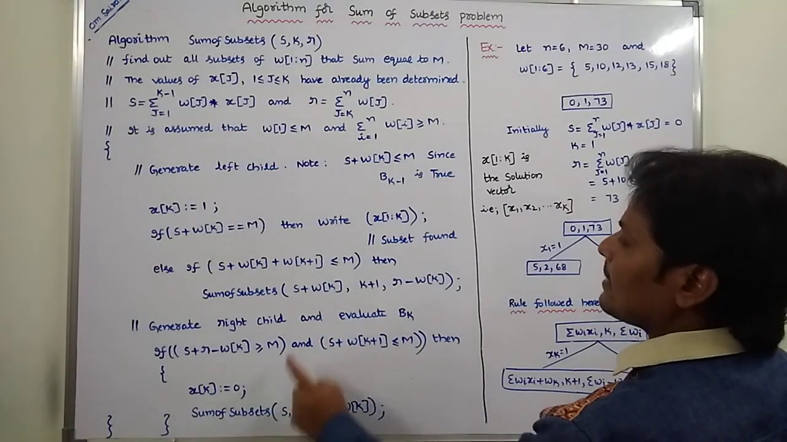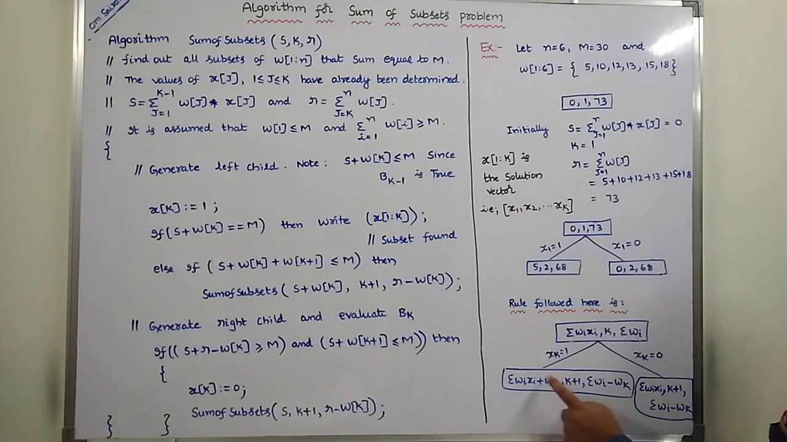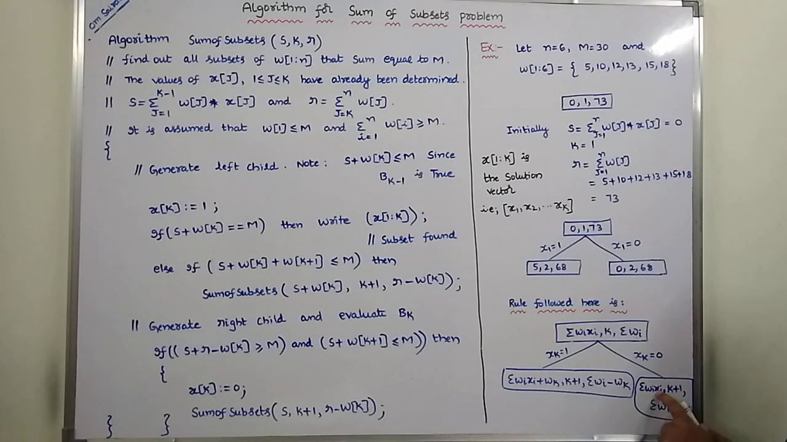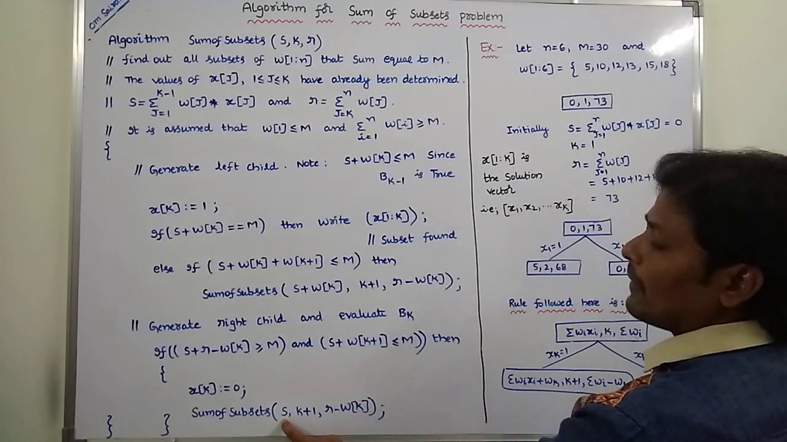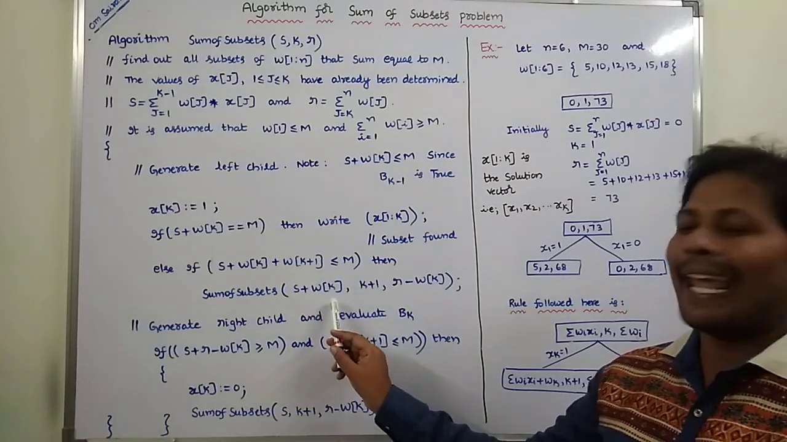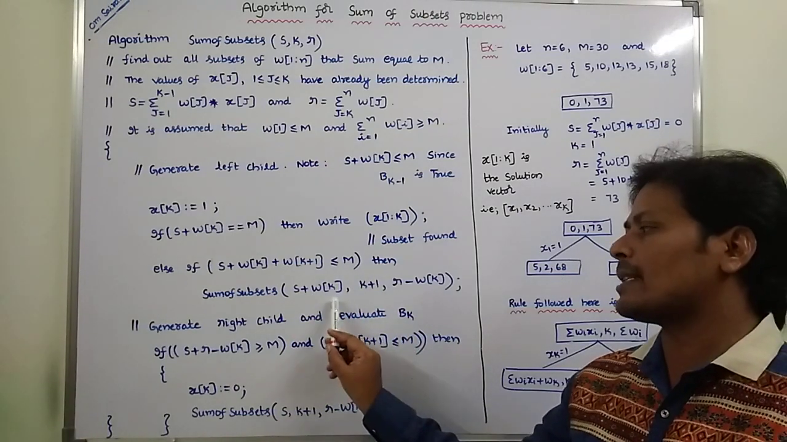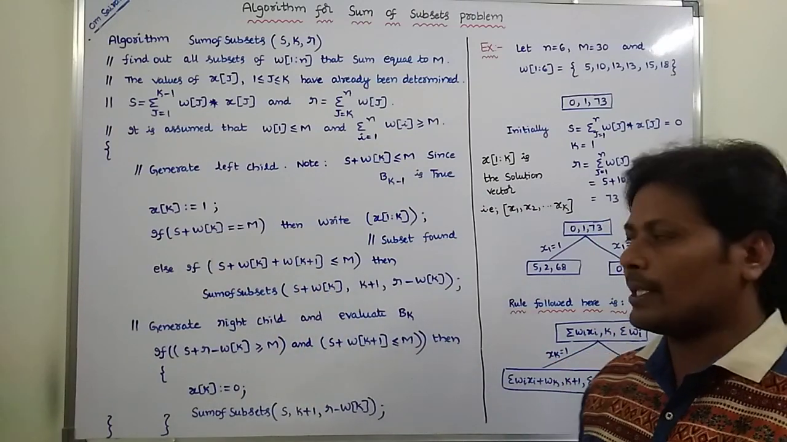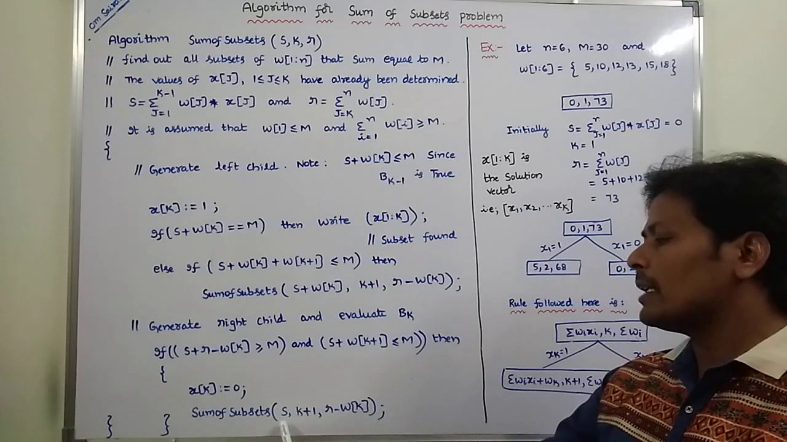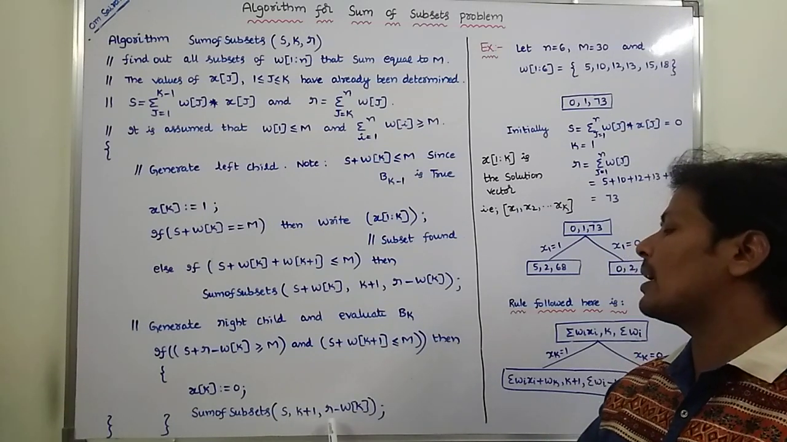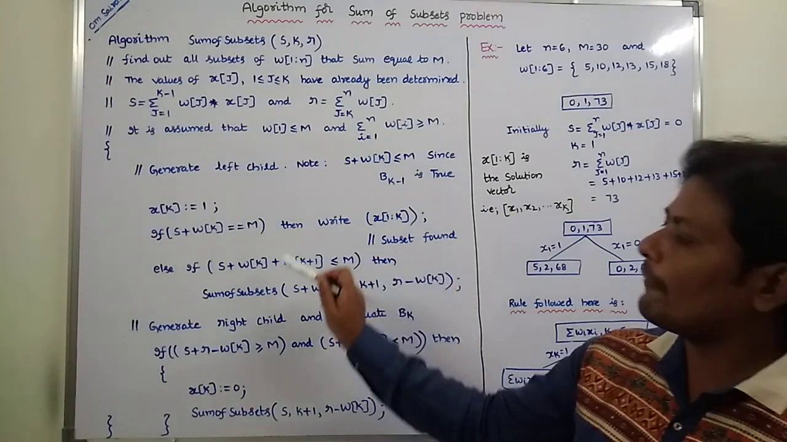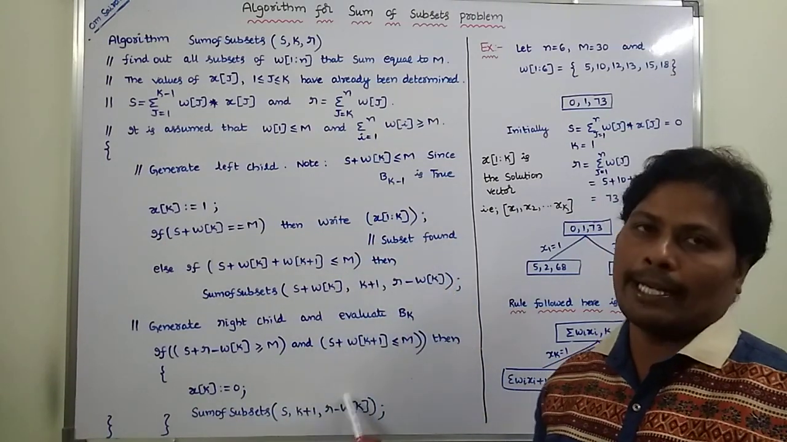Here the difference is, S plus W of k for the left child. For the right child, only sigma w i x i, that is nothing but S. So whenever we are adding the kth object weight, then S plus W k becomes the left child. When we are not considering the weight of the kth object, then it is S. S comma k plus 1 comma R minus W suffix k. So this is for the left child and this is for the right child.